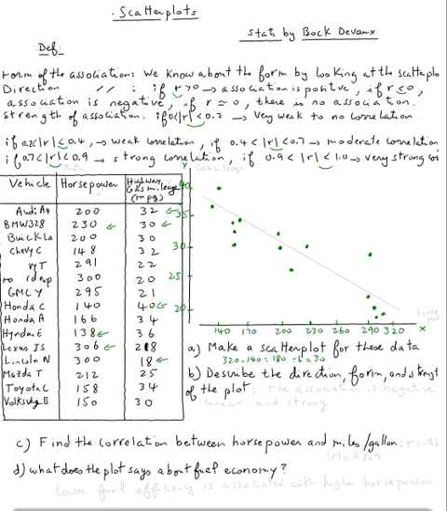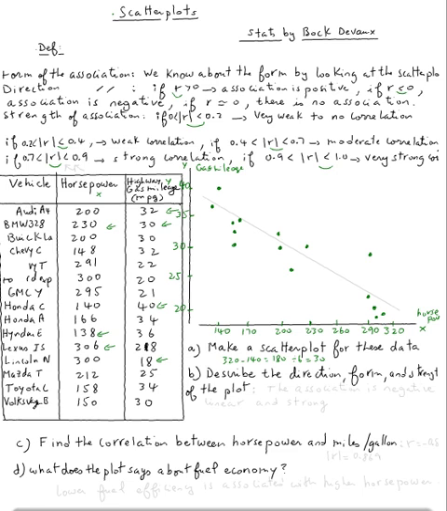Alright, so that's the scatter plot. Remember, this is your X, the horsepower. And the Y value is the gas mileage. So A is done, make a scatter plot. We did. Now describe the direction, form, and strength.